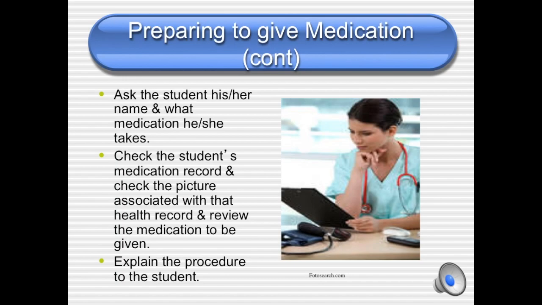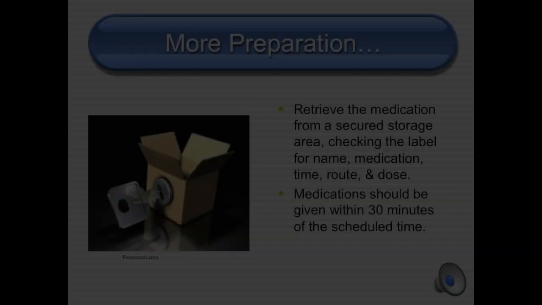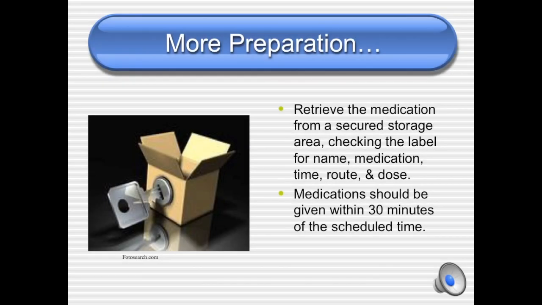Make sure you ask the student their name and what medication they take. Check the student's medication record. Check the photo if you have one to assure you have the right student. And explain what you are doing. Retrieve the medication from secured storage. Check your 5 rights. The medication should be given within 30 minutes of its scheduled time. This can be done 30 minutes before or after the scheduled time.